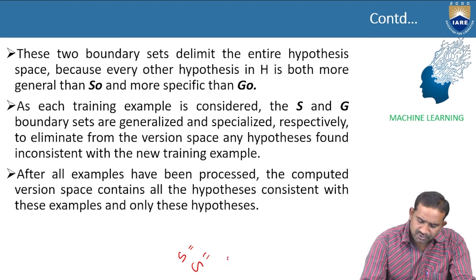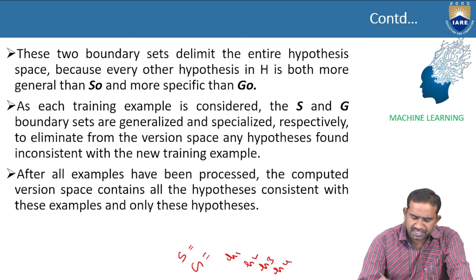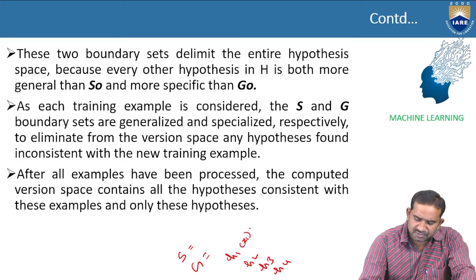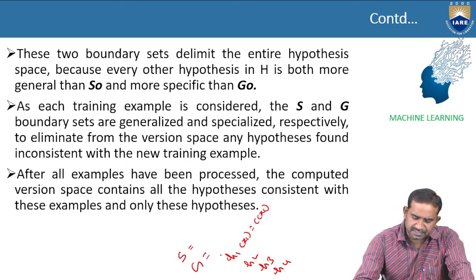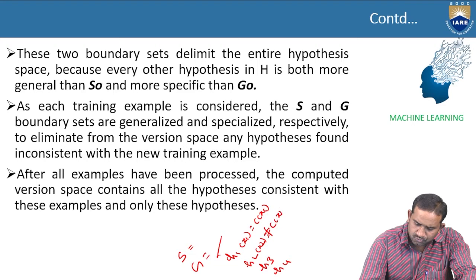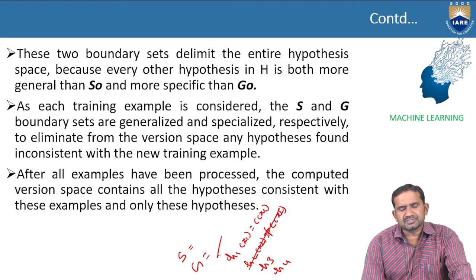If an H1 hypothesis is there as well as H2, H3 and H4, that means 4 hypotheses are there. For example, H1 is consistent, meaning H of X1 is equal to C of X1. It is consistent, so we can keep it as it is. In case H of X2 is not equal to C of X2, it is simply eliminated from that large version space.